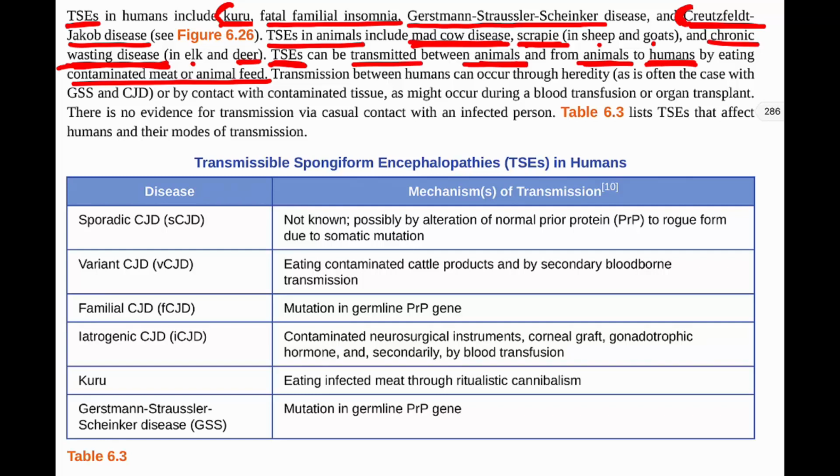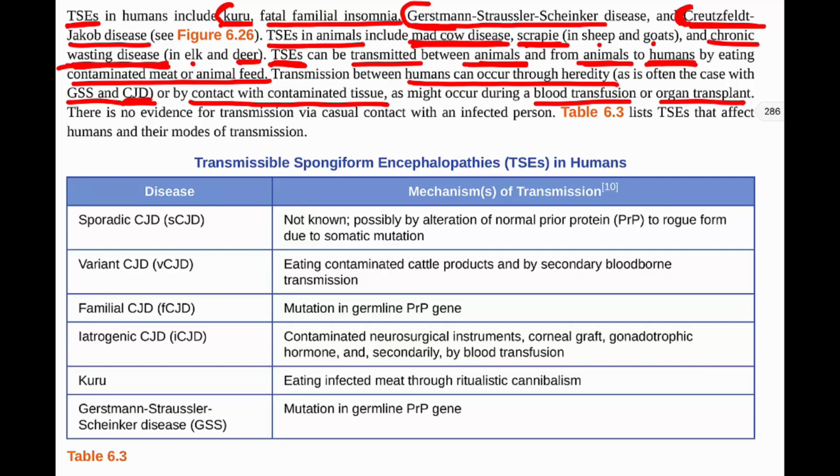So transmission between humans can occur through heredity. So often the case in the GSS and CJD, which GSS is this Gerstmann-Straussler-Scheinker disease, and then Creutzfeldt-Jakob disease, which can be through heredity or by contact with contaminated tissue, for example, during a blood transfusion or an organ transplant. So if somebody has Creutzfeldt-Jakob disease or GSS, then they get an organ transplant, then they would be giving those prions to the person that they gave the organ to or a blood transfusion to.